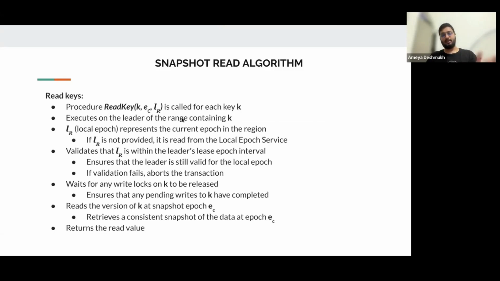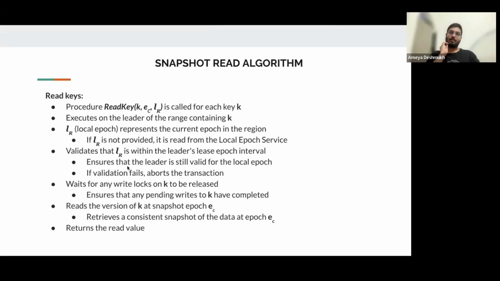After that, you read the keys: read key K, EC, LR for each key K. Then you execute on the leader of the range which contains the key K. Again, the same thing: you have the local epoch LR, which represents the current epoch in the region. If LR is not provided, which usually it is not, you read it from the local epoch service. And as in single read-write transactions, you validate whether LR is correct by checking the leader's lease epoch interval. You ensure that the leader is still valid for the local epoch by seeing whether LR is less than the epoch's upper interval.